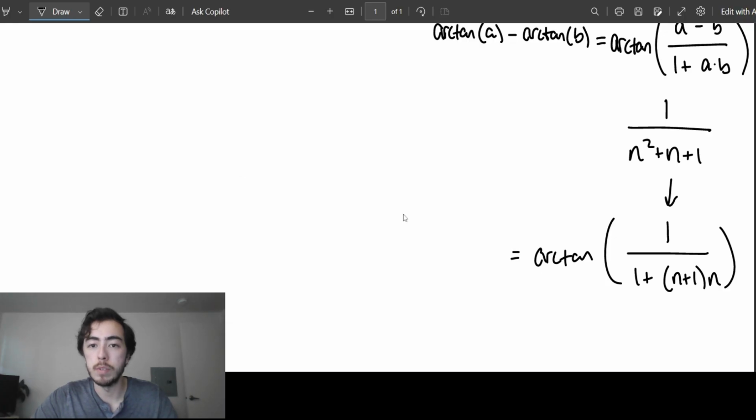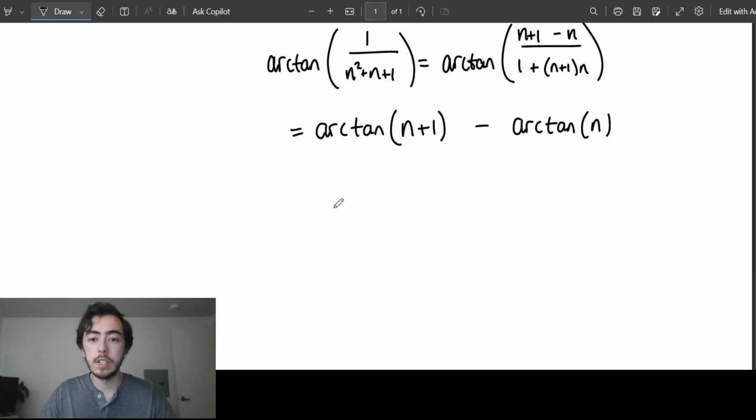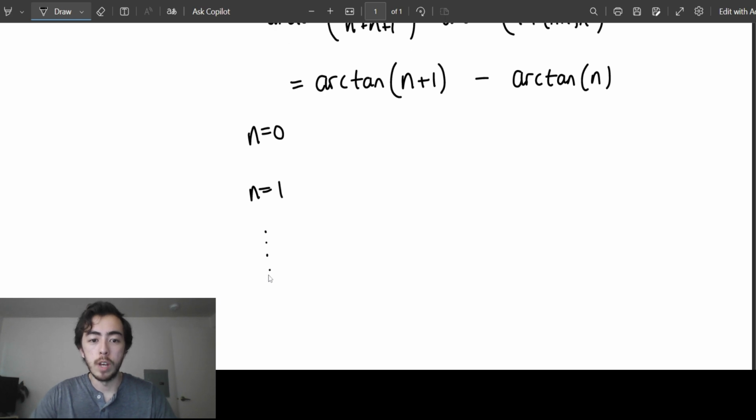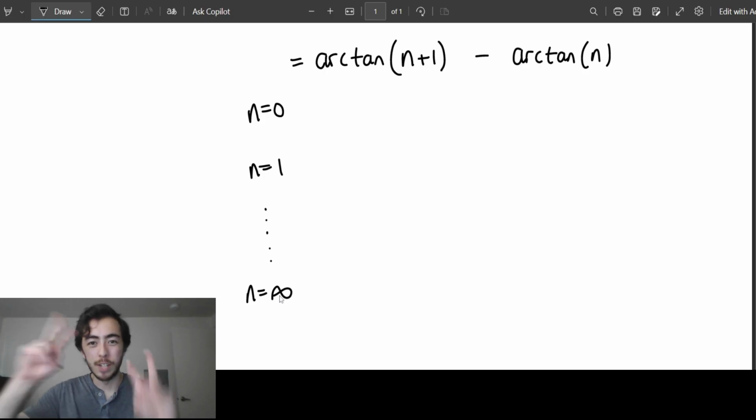I know that this is going to be the same as arctangent of, and then A comes first, which was my n plus 1, and I'll subtract arctangent of n. With this new expression at our disposal, now we just need to think of all the terms like n equals 0, n equals 1, all the way up to essentially n equals infinity, because that's our top number. And hopefully we'll get some cancellations.